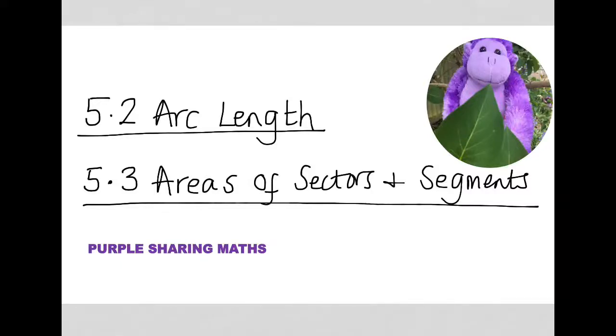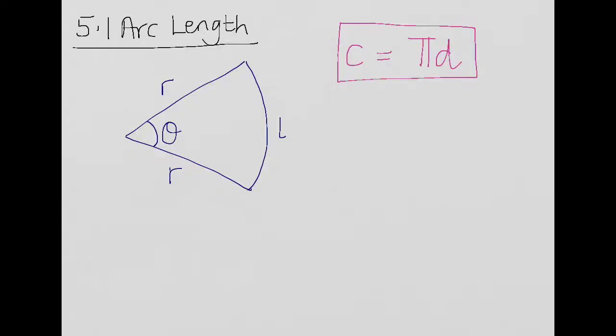Hello, this is lesson 5.2 arc length and 5.3 areas of sectors and segments. So we're starting with 5.1 arc length, and when we're talking about arc length, what we actually mean is this length here. So it's part of the circumference of the circle, but this is when we were working at GCSE. I want us to look at this as if it was a GCSE style question to start with.